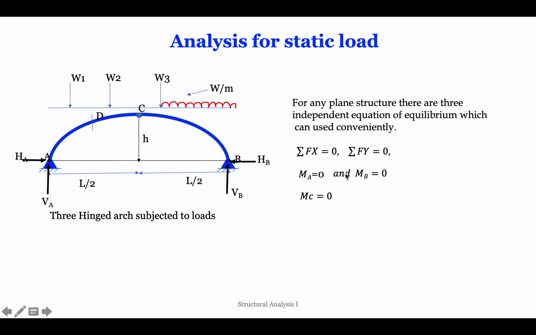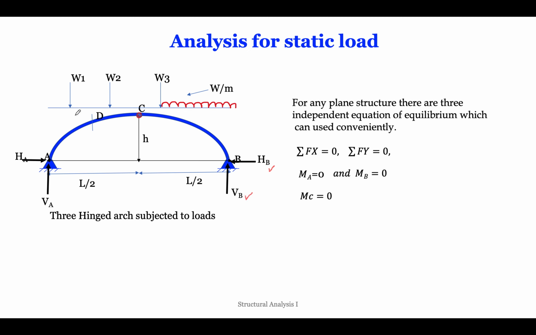Coming to this case, we can see a three hinged arch, with a hinge at A, support B, and an internal hinge at C. At support A there are two reactions because it is a hinge: a horizontal reaction HA and a vertical reaction VA. At support B there are two reactions, HB and VB.